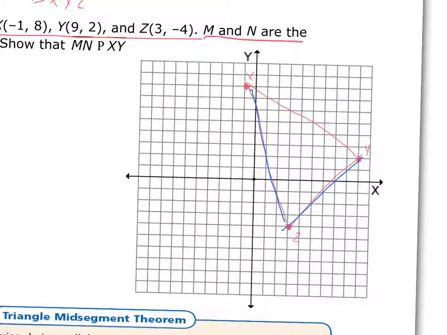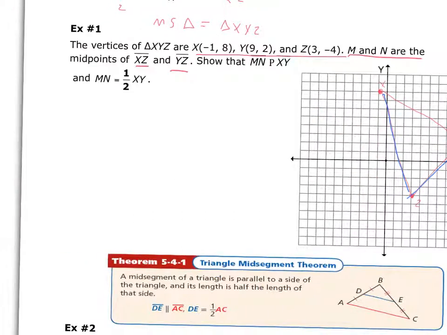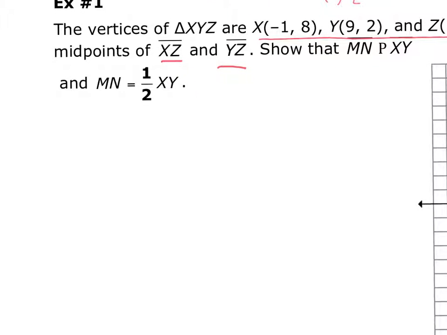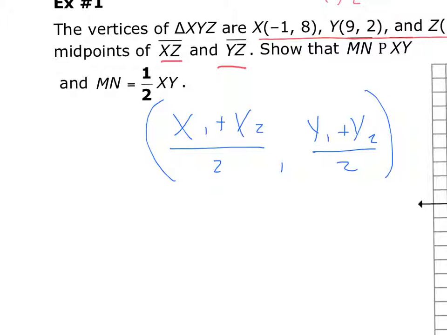Okay, and what is our midpoint formula? Well, if you remember back in the day when we learned about the midpoint formula, you'll remember that it is x1 plus x2 divided by 2, and y1 plus y2 over 2. And your answer should end up being an ordered pair. Okay, so that's your midpoint formula. So let's go ahead and figure out the midpoint of XZ and YZ.